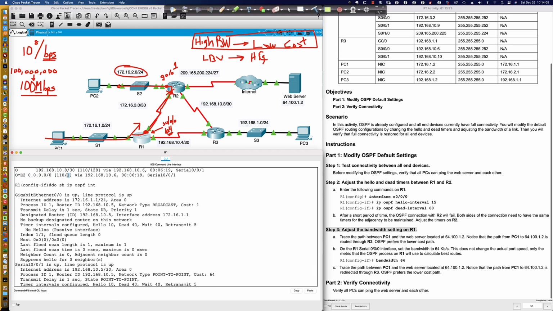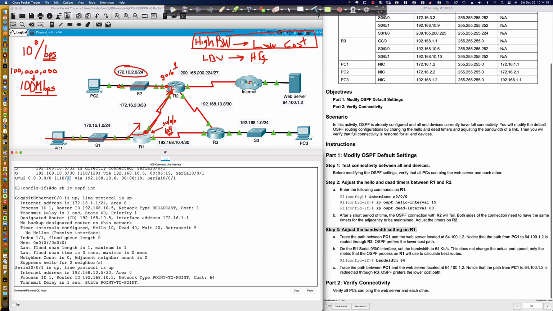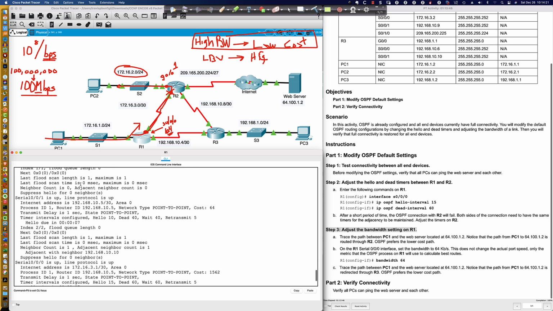And I will discuss that at a later time because you're probably saying, wait a second, you said in a previous video that OE2s always have a metric of 20. Why am I seeing the OE2, the default that's been originated into OSPF, with a cost of 1? We'll come back to that.